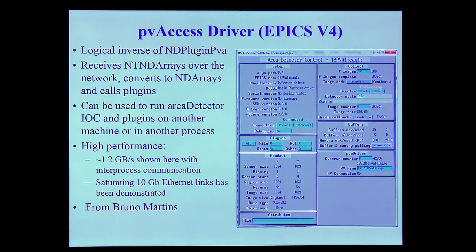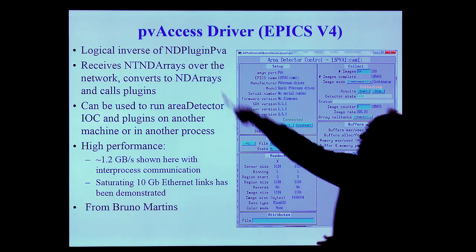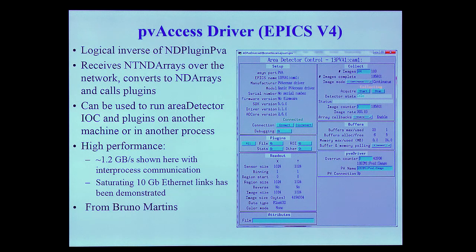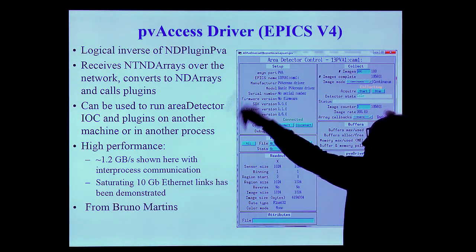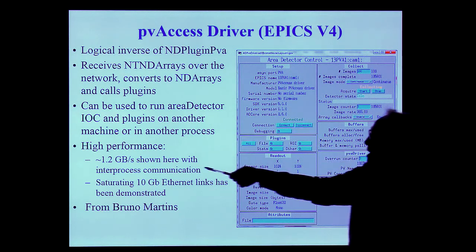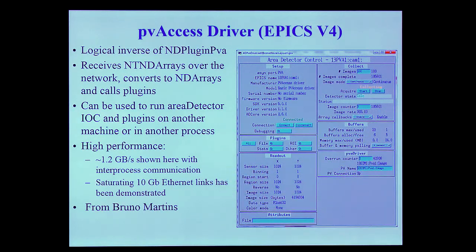This is the PV access driver that I just described. So this is the logical inverse of the plugin from the previous screen, receives these NTNDArrays, converts them back to NDArrays. It's not quite as fast going this direction as going the other direction, but here I'm showing 1.2 gigabytes a second, which again is still faster than a 10 gig Ethernet link, to spread this out.